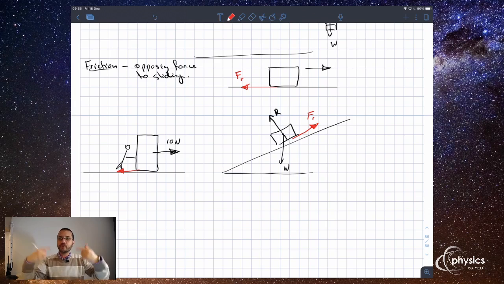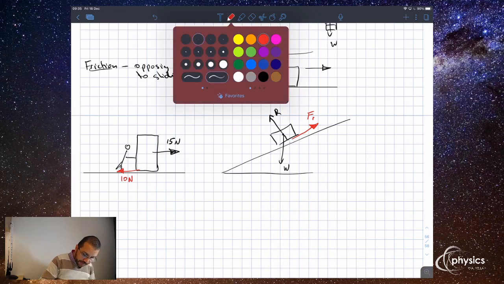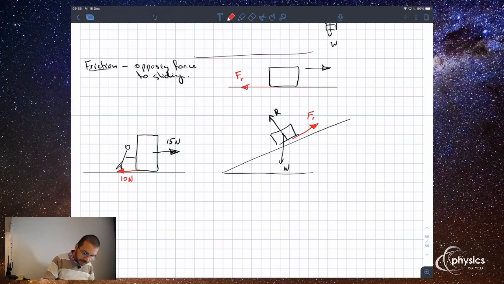But since there's the possibility of moving because you're pushing it, you will have a frictional force acting against you. And if that frictional force is exactly 10 newtons, then the wardrobe will not move. But if you increase the force to 15 newtons, the frictional force, being a dynamic force, a force which can change according to the situation, will increase to 15 newtons as well, so the wardrobe will still not move.